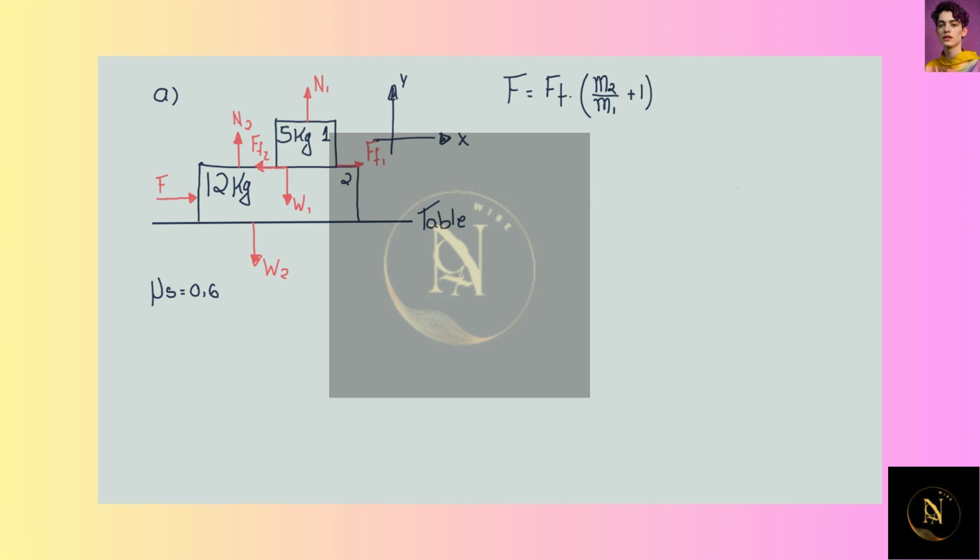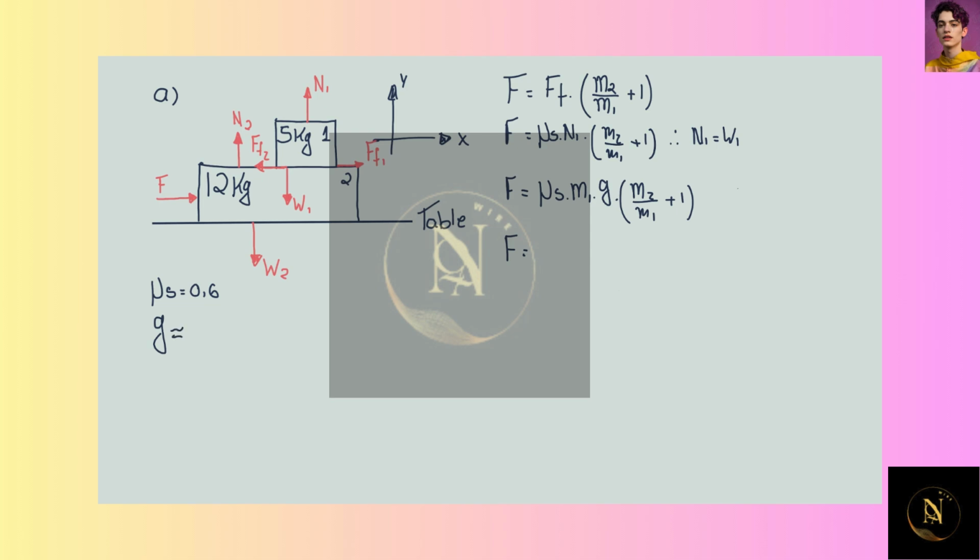Okay. So the maximum value of force F happens when the frictional force is also maximum. So F is given by the static frictional coefficient times the normal force number 1 times M2 divided by M1 plus 1. But remember that the normal force number 1 is equal to the weight of block 1. Then F is equal to the static frictional coefficient times M1 times G times M2 divided by M1 plus 1.